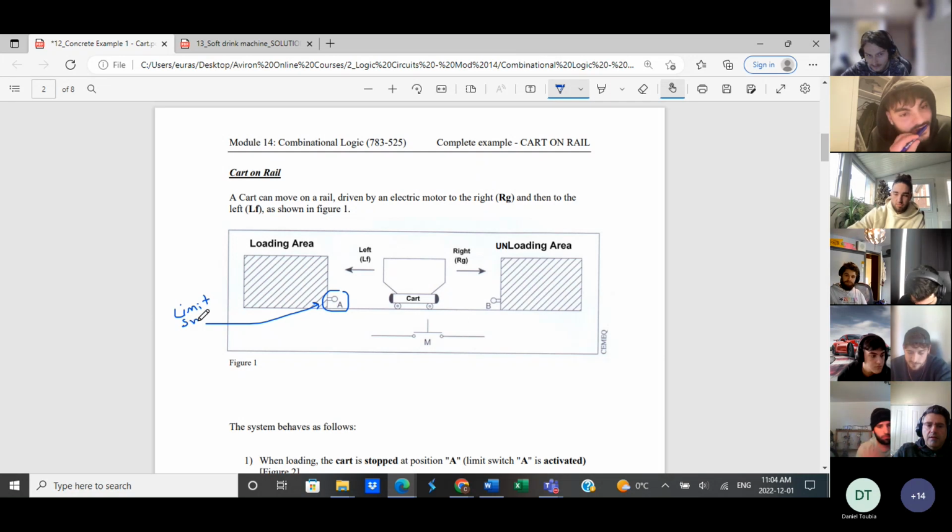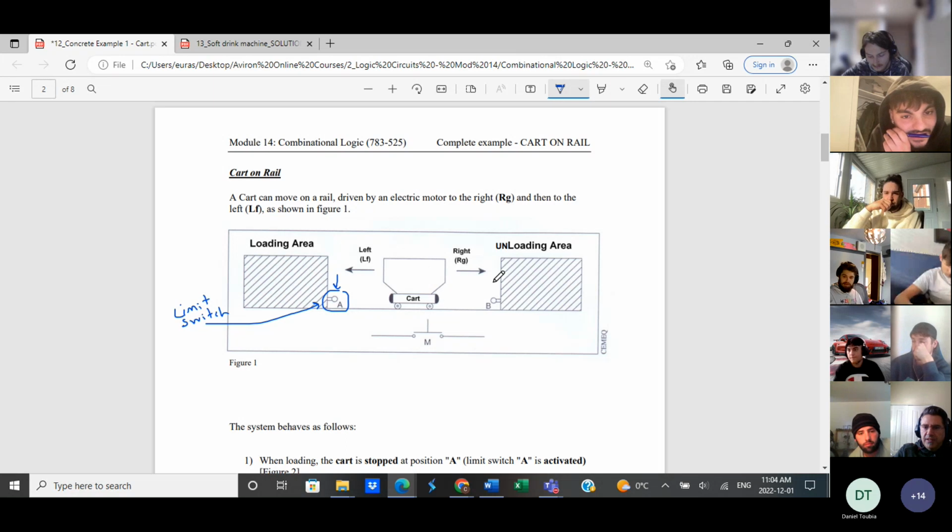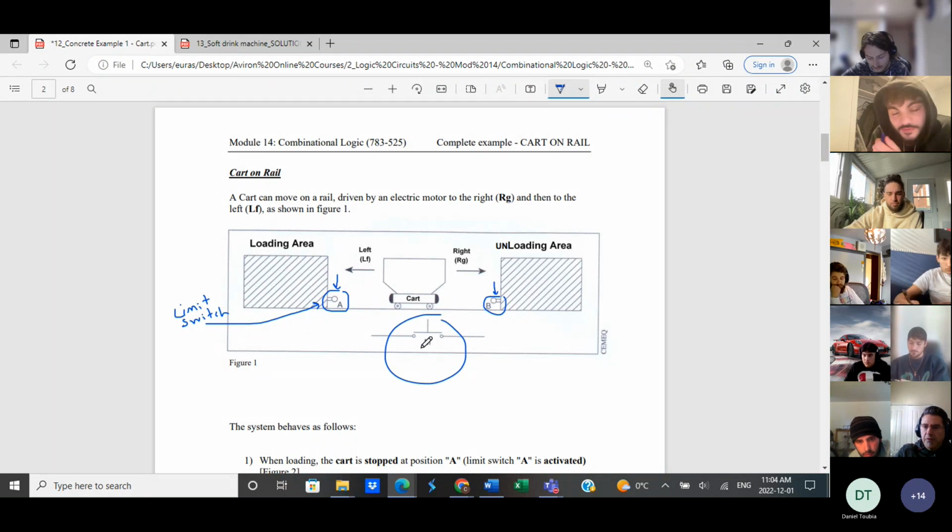Let me just finish writing this down here. When the cart is on the left-hand side, you activate this limit switch. When the cart is all the way on the right-hand side, you activate limit switch B. There is a push button here. M is for Marche. Marche is basically start in English.